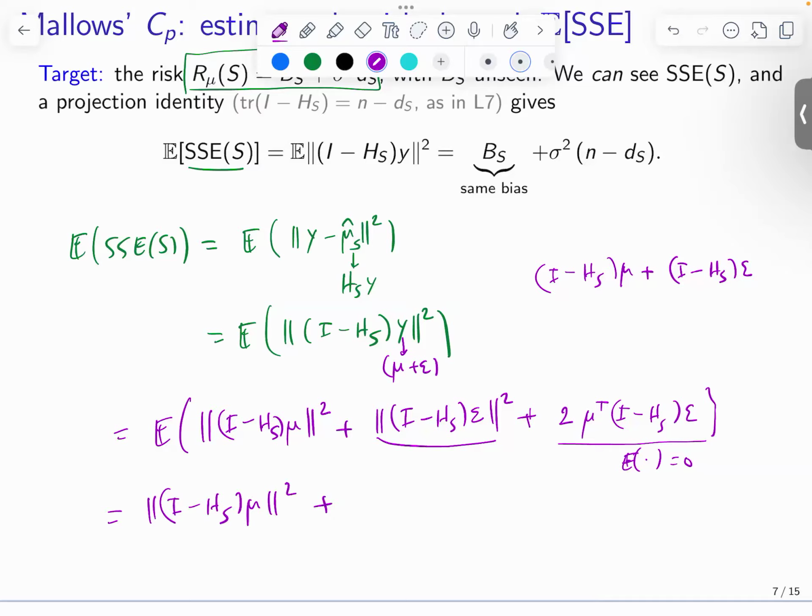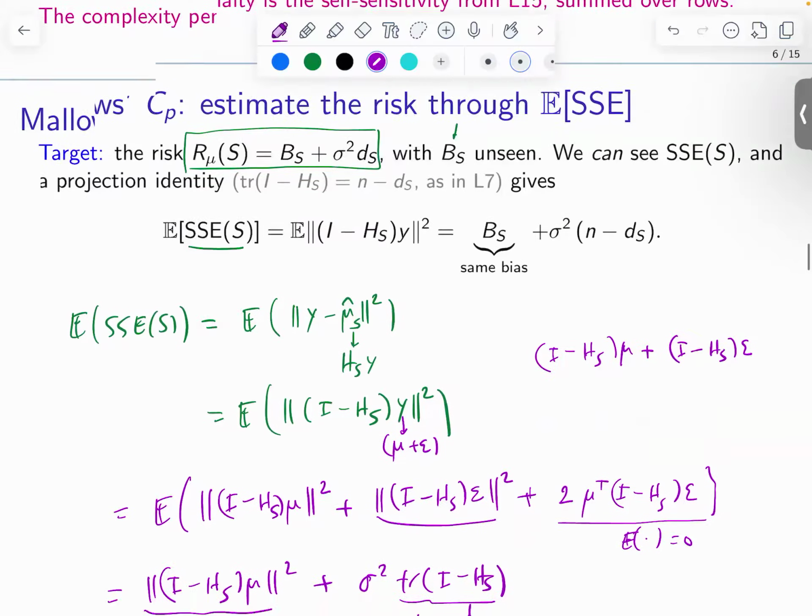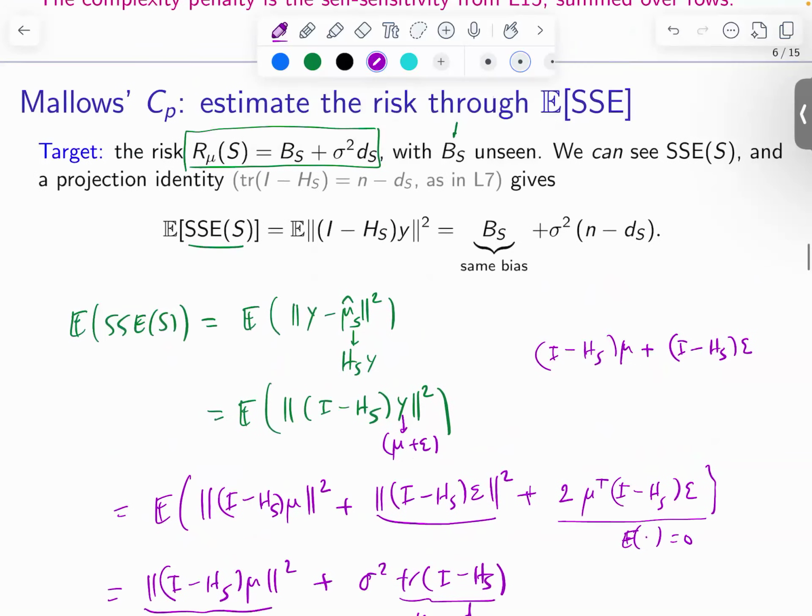The second term would be sigma squared times the trace of I minus HS. Okay, very similar to what we just did. And this is n minus ds rather than ds. Okay, and this is really the bias term that we had. So what we end up having is really the bias plus sigma squared n minus ds rather than sigma squared ds. And you can see the problem here as well.